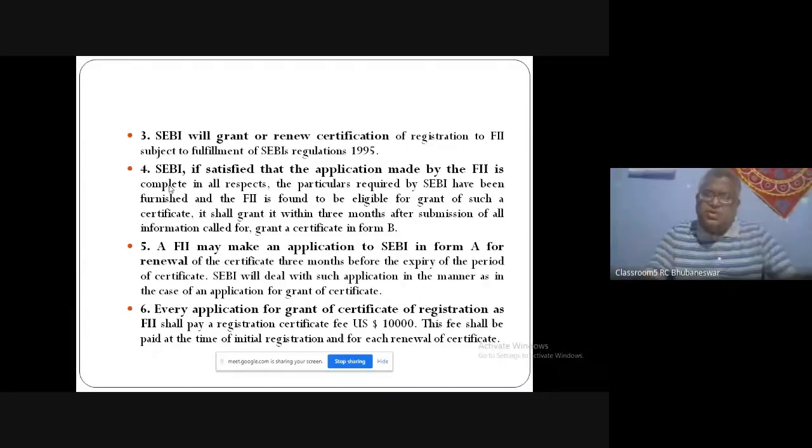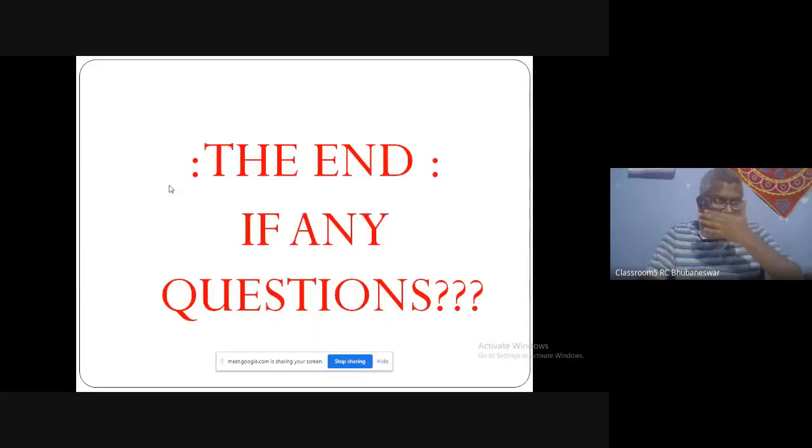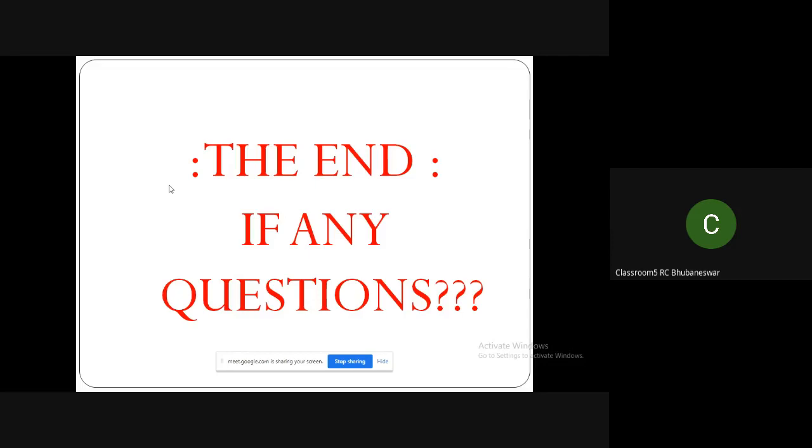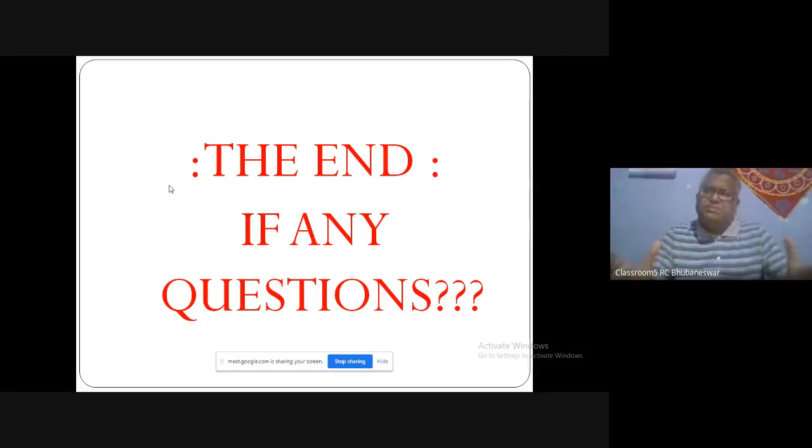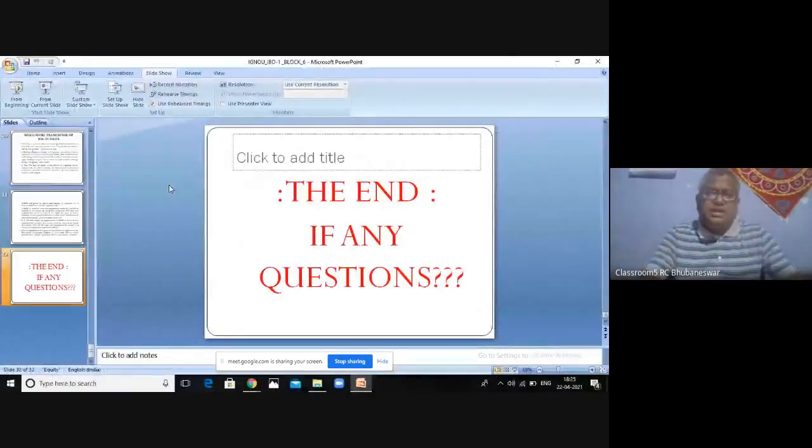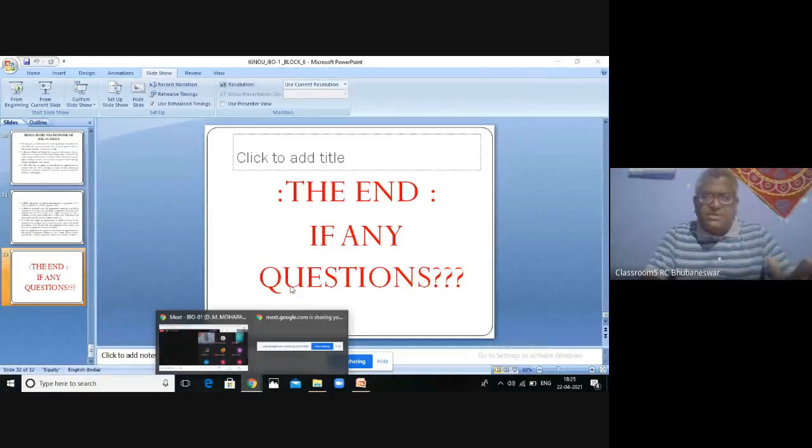An FII also applies to SEBI on form A for renewal within 3 months after expiry of the certificate. Every application for grant of a certificate carries a registration fee of a particular amount, 10,000, for initial registration and for renewal of the certificate. My dear students, here I am talking about how FIIs are to be registered, how they are relevant to our international business, and how they take business to the next level.